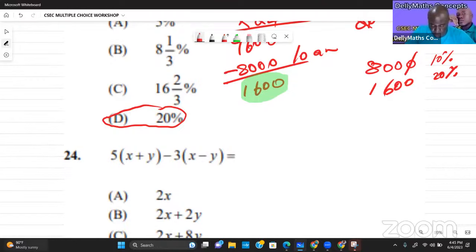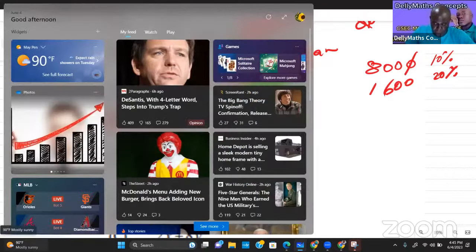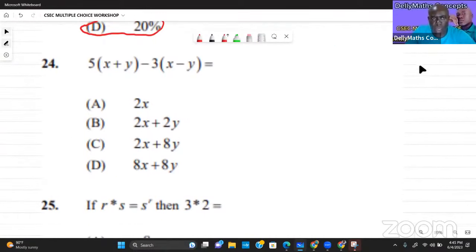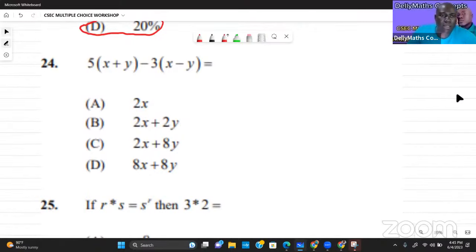Next question, let's go up. All right. So it says, for this, you're working on this. So you want to distribute quickly. So 5 times x gives us 5x, and 5 times y gives us 5y.